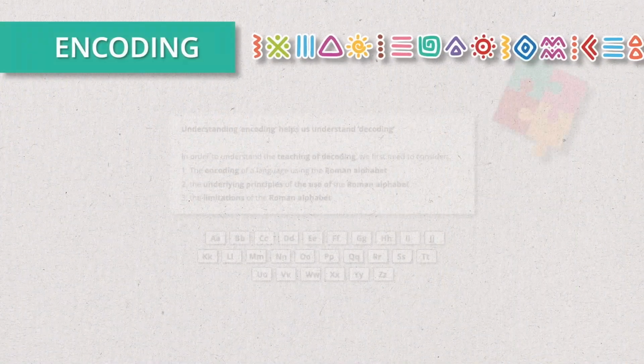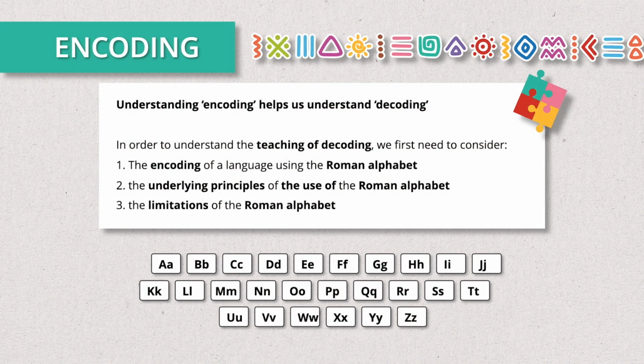Because when you write, you actually convert spoken language into a symbol system using the alphabet to represent that spoken language in a text format. And reading is the opposite of that. It means that you must know the coding system, how the letters of the alphabet are manipulated to represent spoken language, in order to decode the text. Understanding encoding helps us understand decoding.